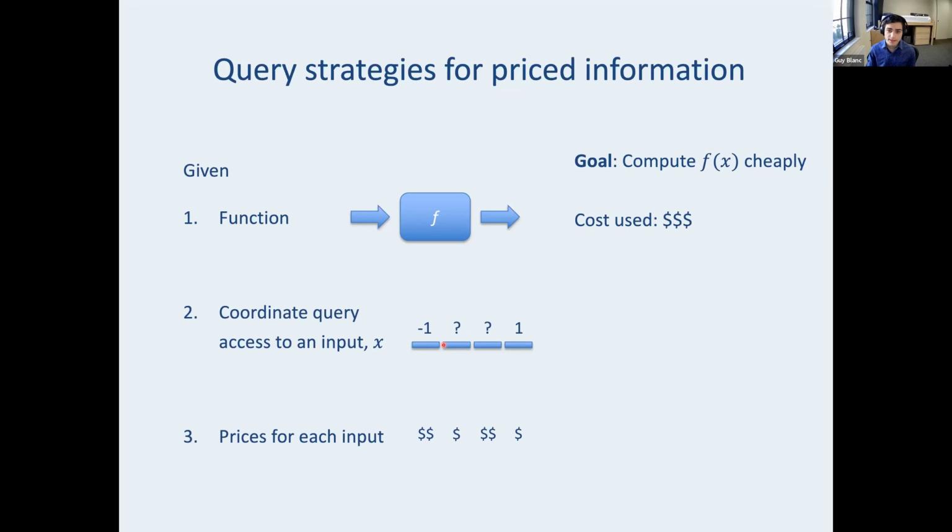I don't actually need to know the middle bits. I'm already pretty confident that the output of this function is 1, and so it outputs 1. And then it didn't have to pay an extra $3 that it would have to reveal both of these bits.